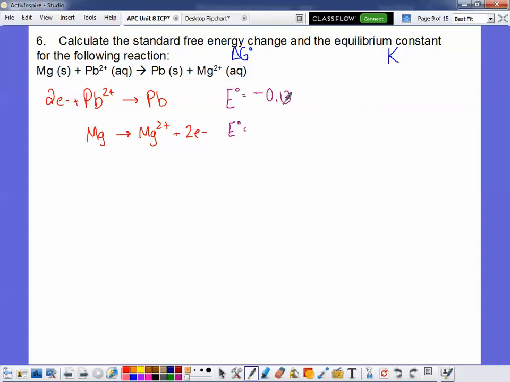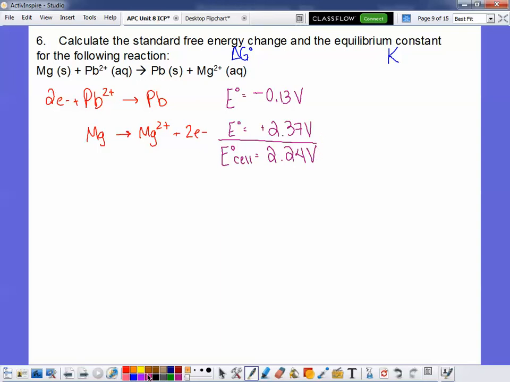It's okay for an individual piece to be negative, as long as the overall cell, E of the cell, is positive. All right? So what is magnesium's reduction potential? Negative 2.37, but since this is oxidation, we need to flip it to positive 2.37 volts. So what is E of the cell? 2.24. And that is volts.